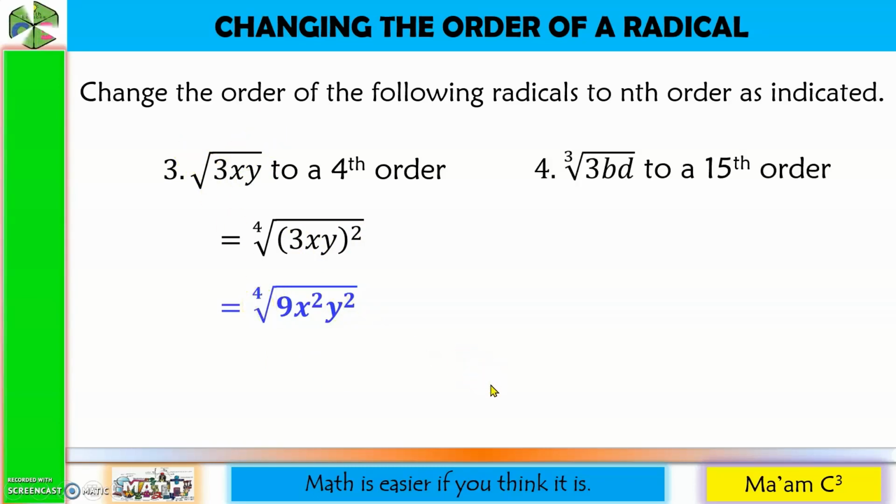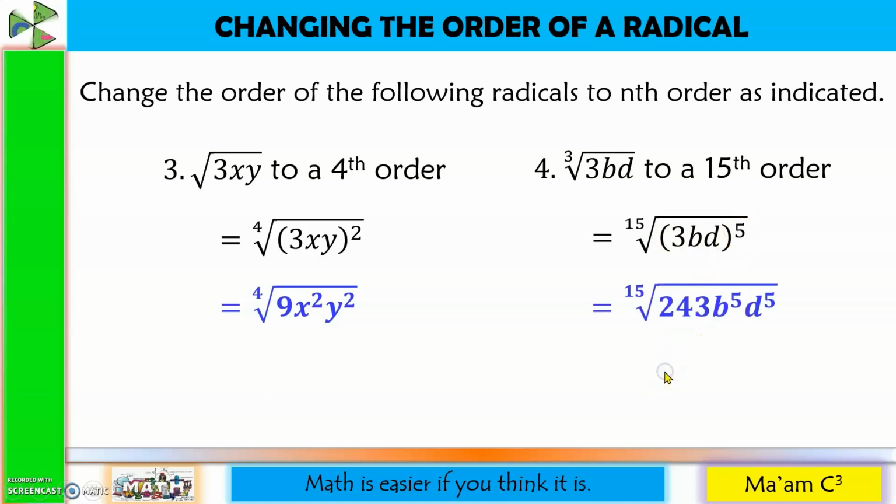Let's have another one. Cube root of 3bd to a 15th order. So I'll make the index 15 and then 15 divided by 3 is 5. So I'll raise 3bd to the 5th power. And then 3 to the 5th power is 243. So I have 15th root of 243, b to the 5th, d to the 5th. So from 3 to 15th order.